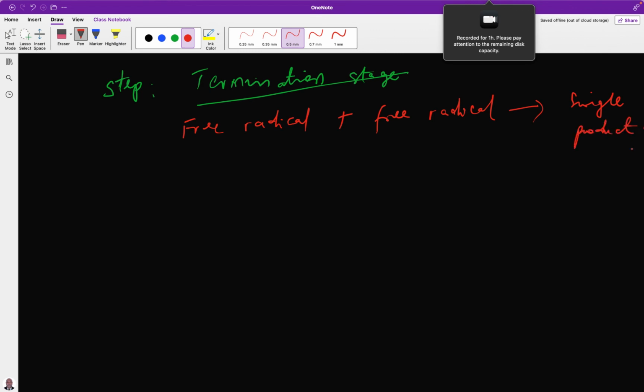Under this stage, no free radical is formed. Only a single product is formed from free radical plus free radical. No free radical is formed. Only a single product is formed. An example of this is one.